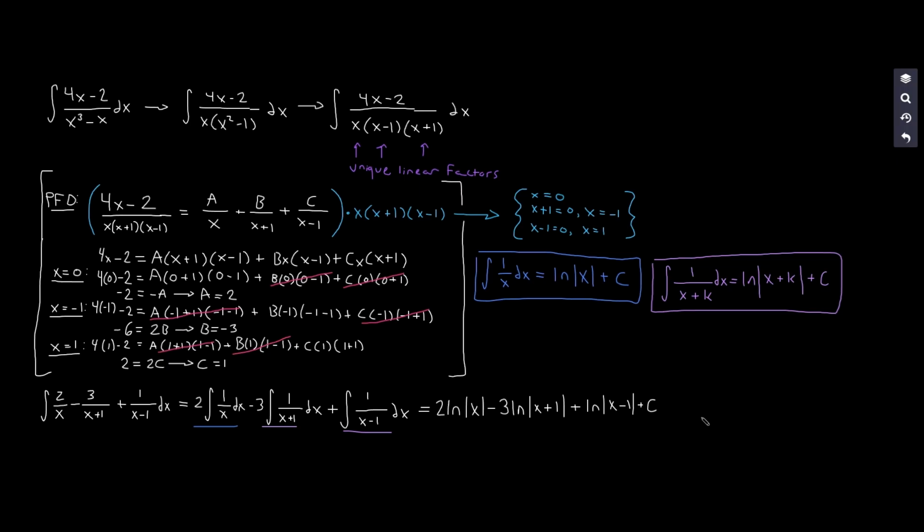So having applied both of these formulas, it's going to leave us with 2 times the natural logarithm of the absolute value of x minus 3 times the natural logarithm of the absolute value of x plus 1 plus the natural logarithm of x minus 1 plus C.